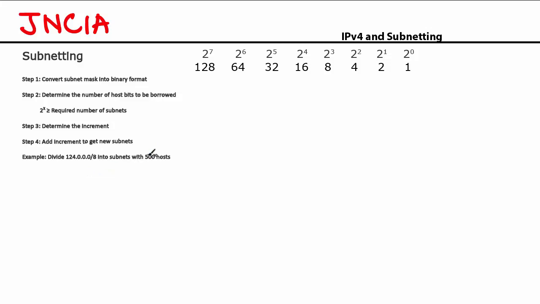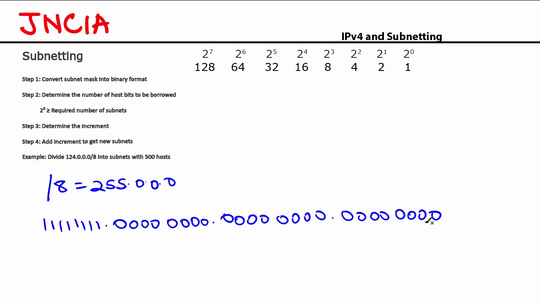Step number 1 says convert the subnet mask into binary format. /8, as you now know, is 255.0.0.0. Converting this into binary would give you, that's the binary subnet mask. Step number 2. Now step number 2 changes a little bit for this question.